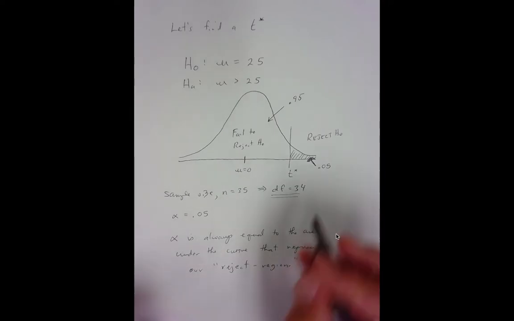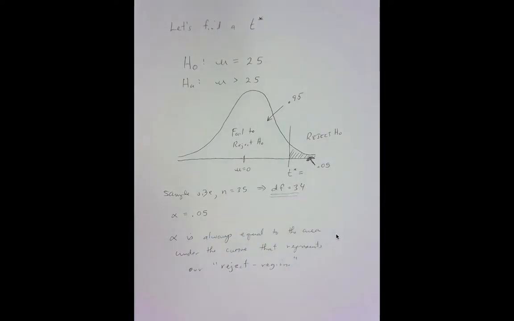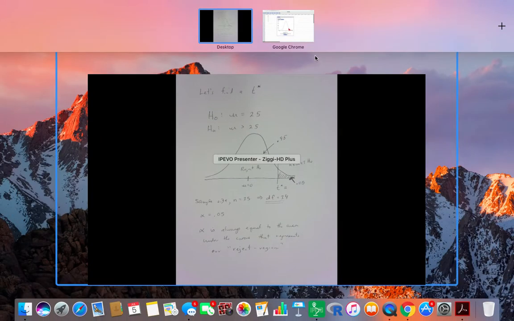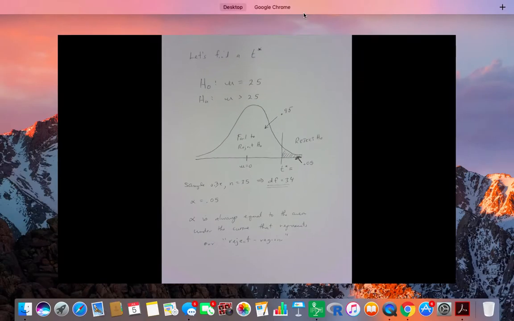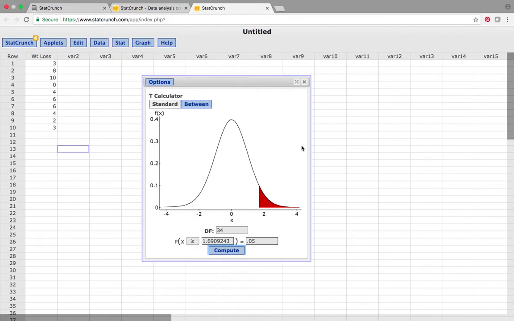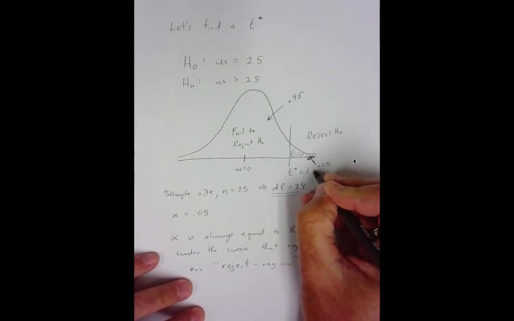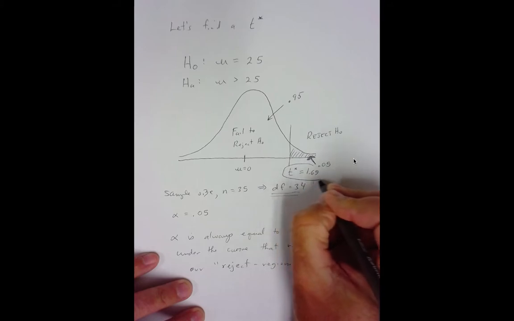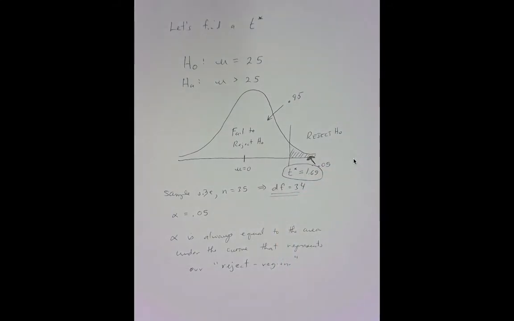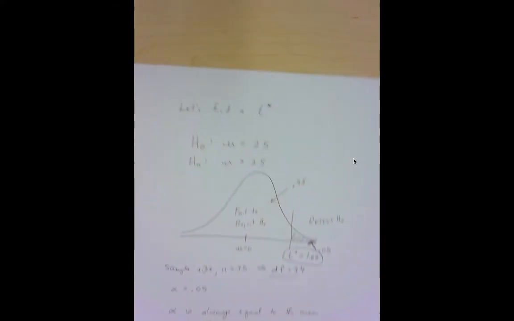So my t-critical, shoot, I forgot what it was now. I was thinking about something else. It was 1.69. All right. Okay, let's work another one. The null.